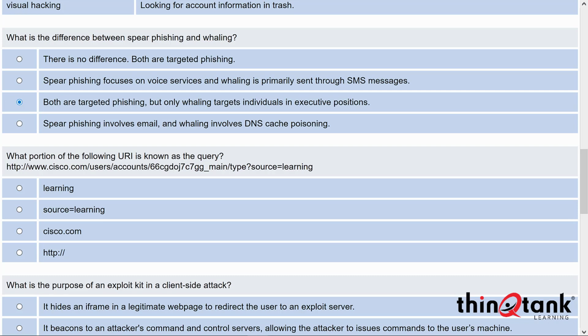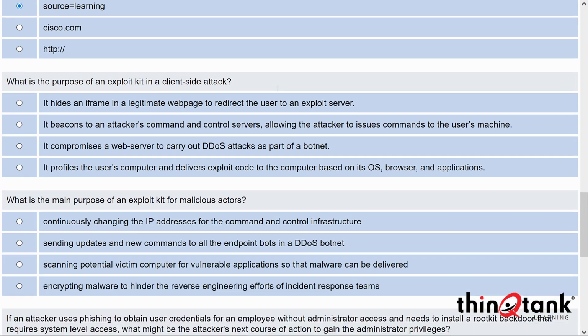What portion of the following URI is known as the query? All right. I'm not going to read that whole URI, but the query is whatever happens after the question mark, right? So source equals learning is what we're actually asking. That makes sense, right? Because a question mark is basically a query, if you think about it. So anything that happens after the question mark would be considered the query.